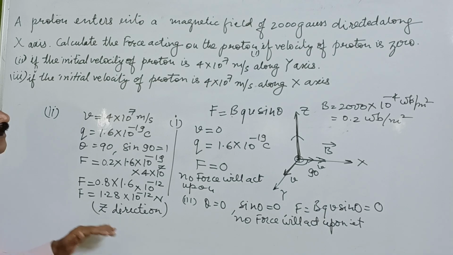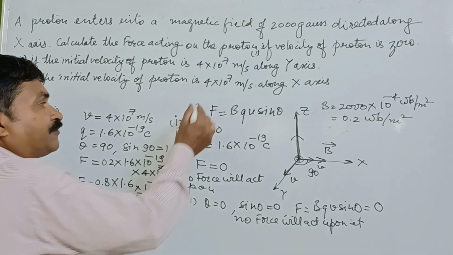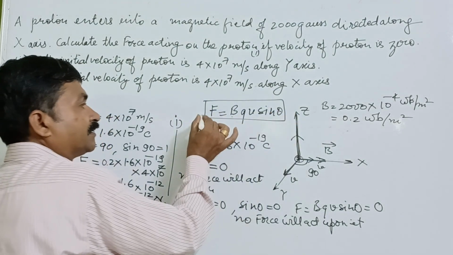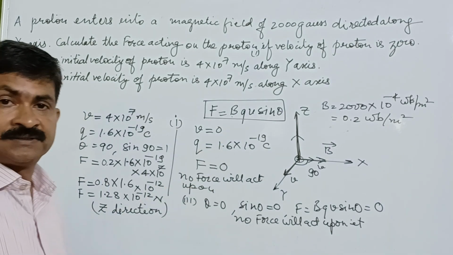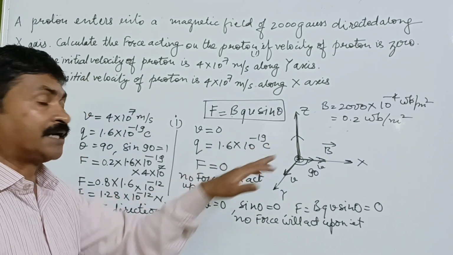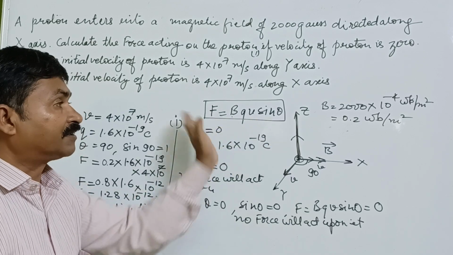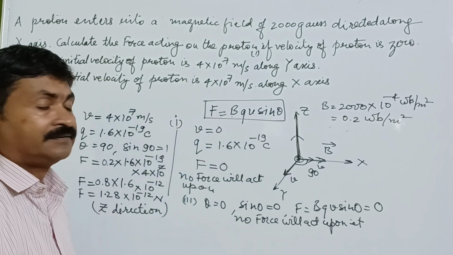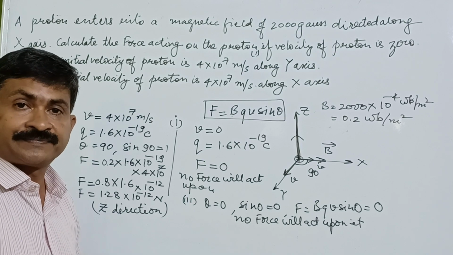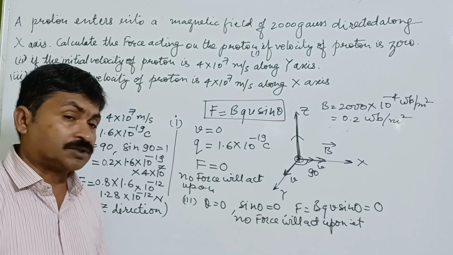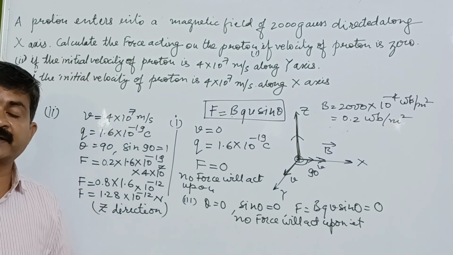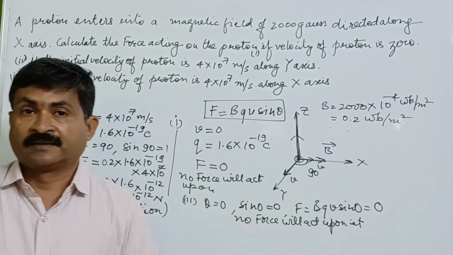So in this way, we can determine the force by using the formula F is equal to B q v sin theta, if we know all the components. We have converted the magnetic field, which was given in Gauss. So this way we can do the numericals.